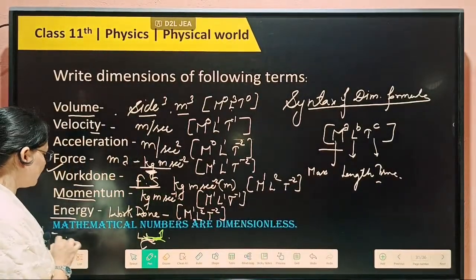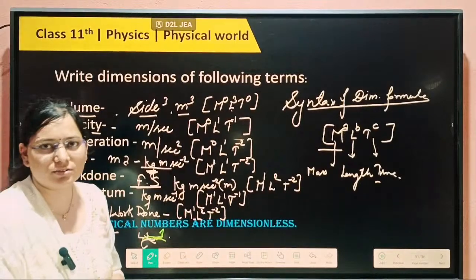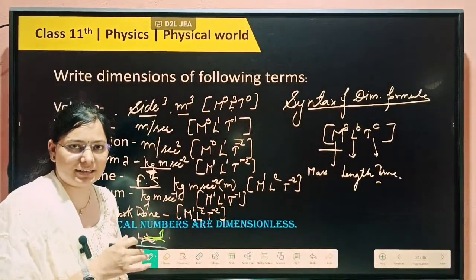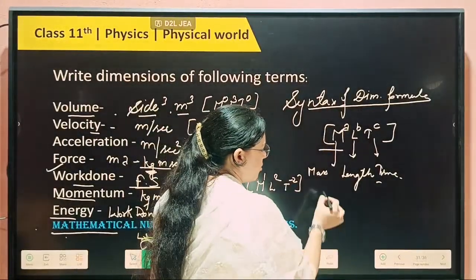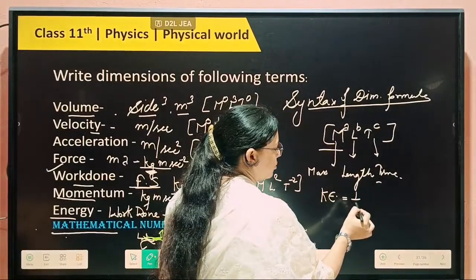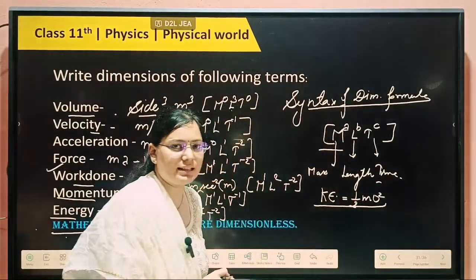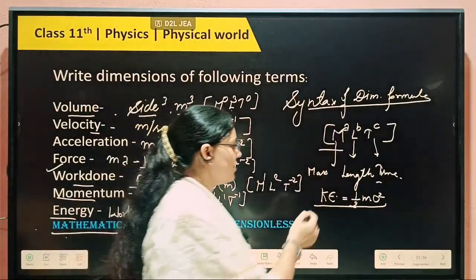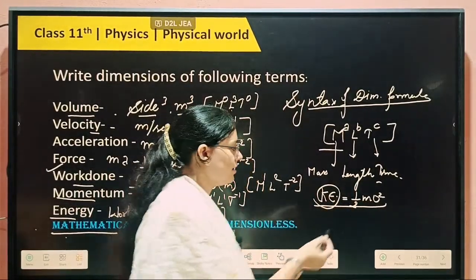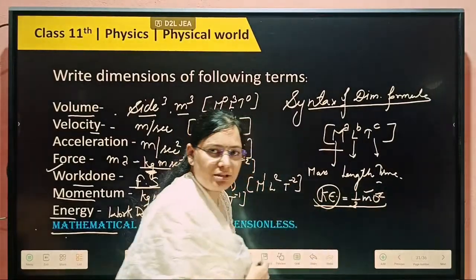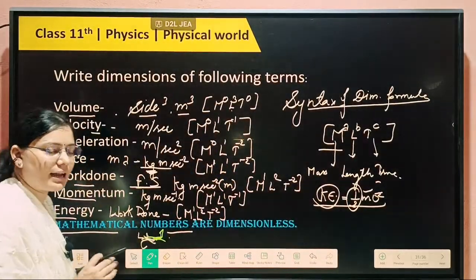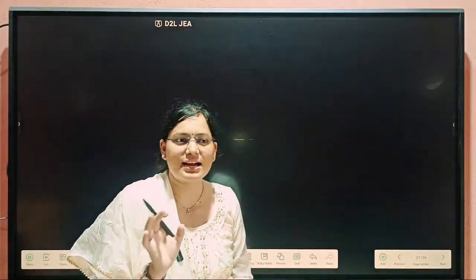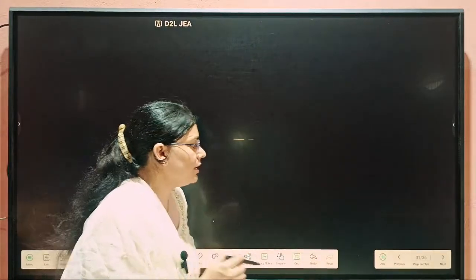Okay. Now next, the last line written here: mathematical numbers are dimensionless. In any formula, any mathematical number written there is dimensionless. Clear to everyone? For example, kinetic energy. The kinetic energy formula, we know, is half mv square. Yes or no? In 9th class we already did kinetic energy is half mv square. For m we can write the dimension, but the half is a mathematical term. So if any mathematical number is given, it is dimensionless because it is unitless. There is no unit for any number, 1, 2, 3, any number we write mathematically. So all are dimensionless.